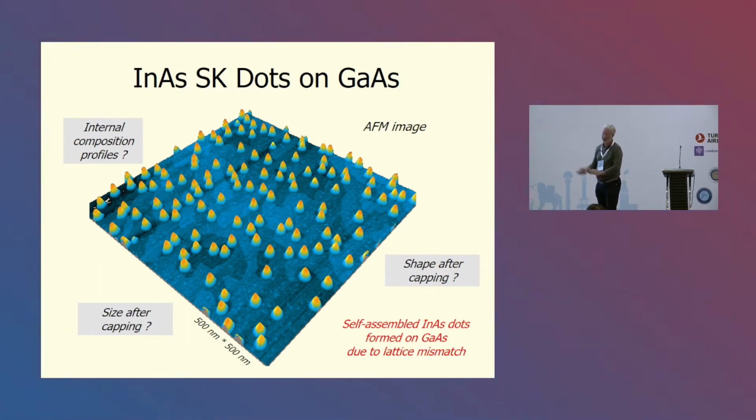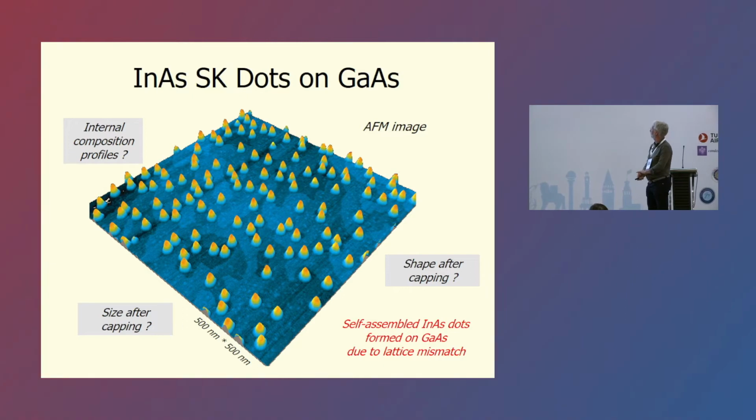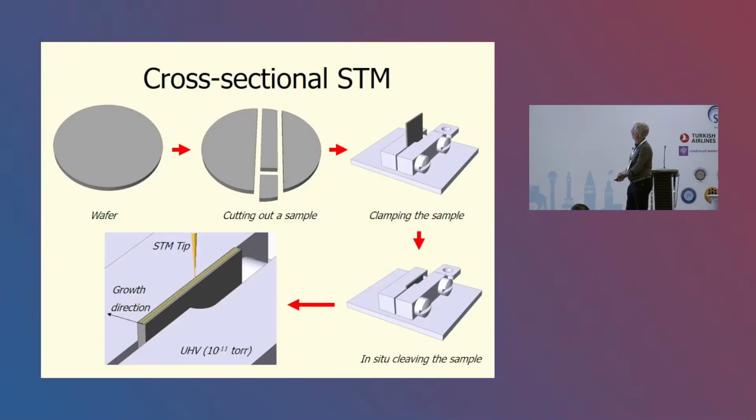Can we also look inside the dots? Can we see if there is any composition profile? What is their size after capping? So we really need to know a lot more than just what we can obtain from an AFM image. And for that, I'm using cross-section STM.